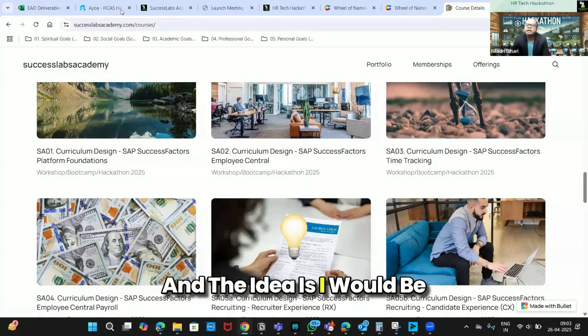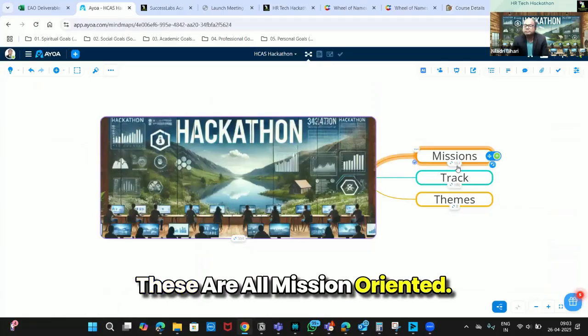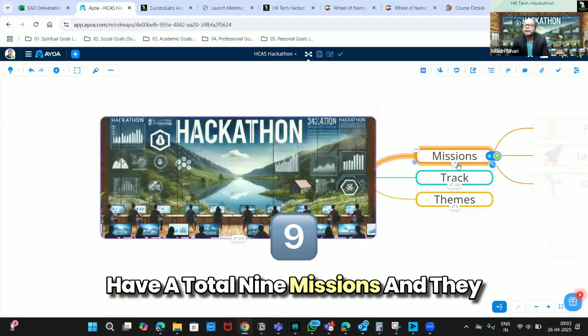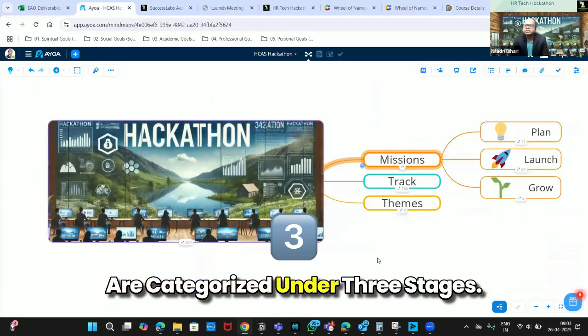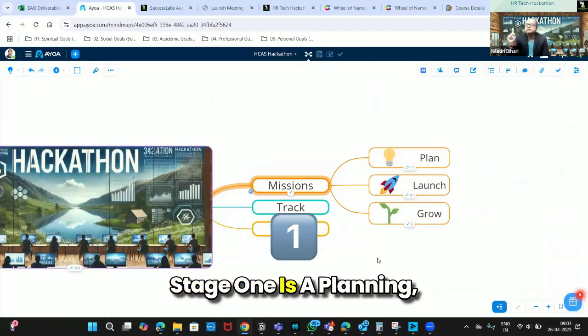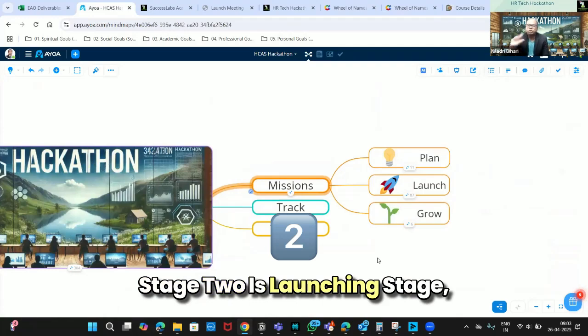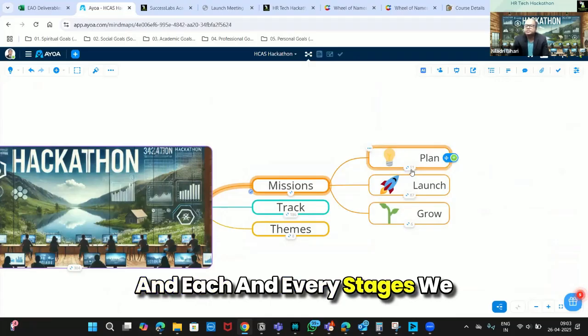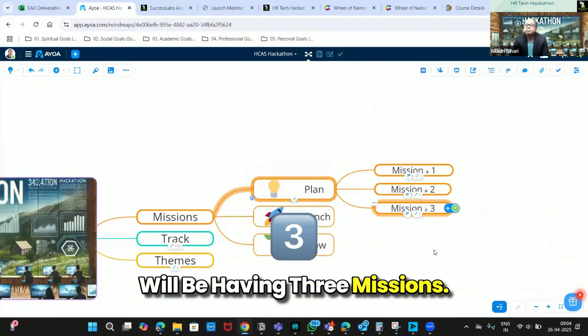The idea is that these are all mission oriented. We have a total of 9 missions, categorized under 3 stages. Stage 1 is planning, stage 2 is launching, and stage 3 is growing. In each stage we will have 3 missions.